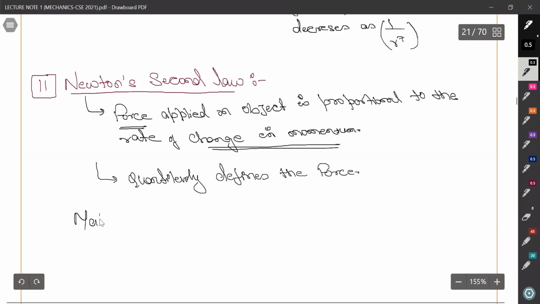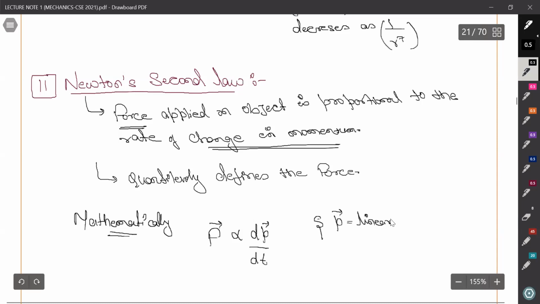Mathematically, we can write this equation as: F is proportional to dp by dt, right? And also where p is basically what? Linear momentum. What is linear momentum?